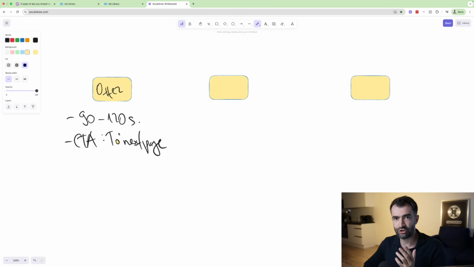Typically, the ad that I just showed you goes on for 1 minute 50 seconds, which is almost 2 minutes. The CTA is to go to the next page. And one more ninja trick here is that I'll put like a tip here. It's not just one ad that you should record. You should record an ad with multiple hooks, say 5 to 7 hooks.